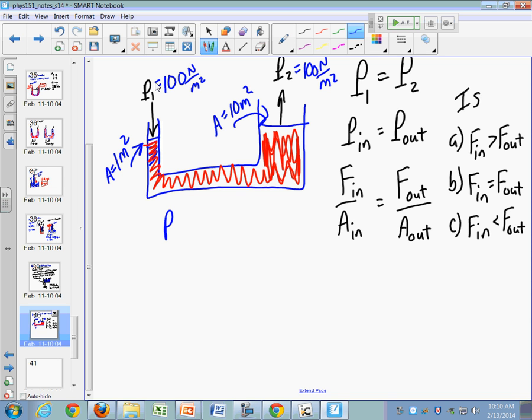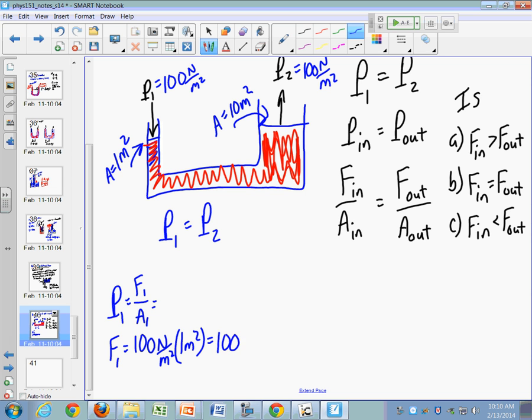Now, I'm going to say P1 equals P2. P1 equals F1 over A1, so I can find F1: it's going to be P1, which is 100 newtons per square meter, times 1 square meter. That means that I put in a force of 100 newtons. If I'm applying a pressure of 100 newtons per square meter, that really means I'm applying 100 newtons over 1 square meter. So that's the force that I've applied.